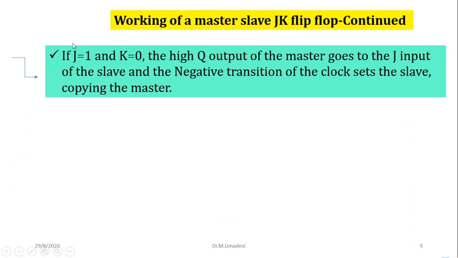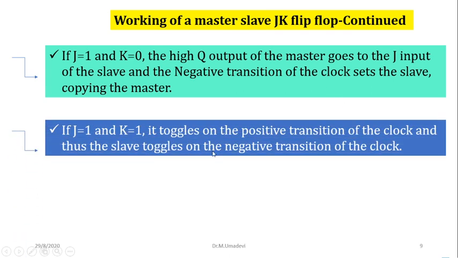If J is equal to 1, that means it will be set. That is, the master will be set and the clock pulse forces the slave to be set, because we know that the slave will copy the master. So whatever the output of the master is will be the same for the slave also. The next one, if J is equal to 1, K is equal to 1, it toggles on the positive transition of the clock and thus the slave also toggles on the negative transition of the clock.